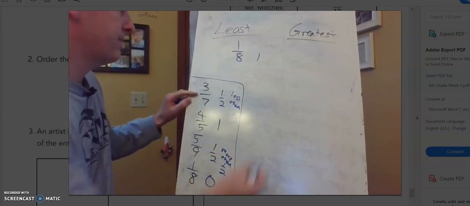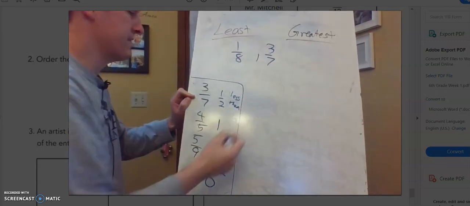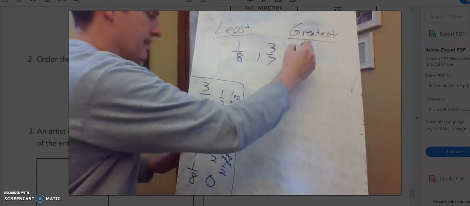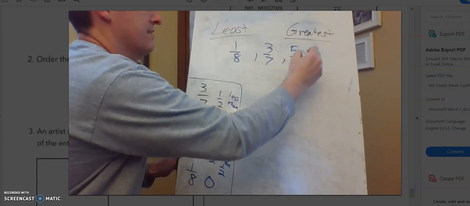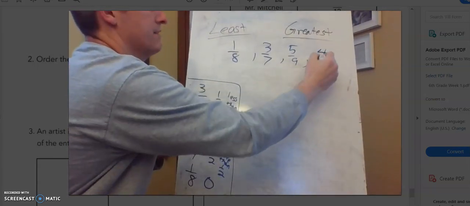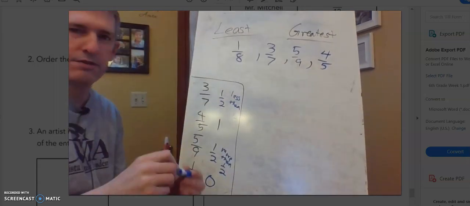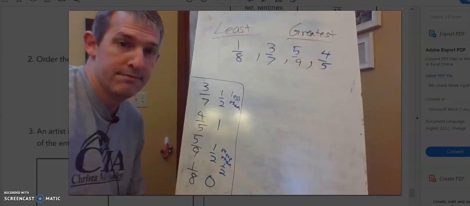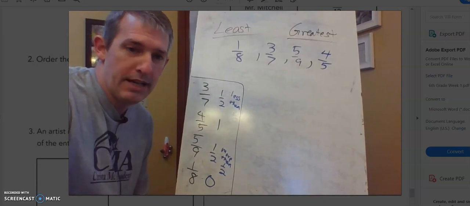So that tells me 3/7 is my next fraction. And then that's going to mean that 5/9 is next. And then 4/5 is my biggest fraction. And again, that was all using benchmark fractions. Okay? All right, back to our worksheet.